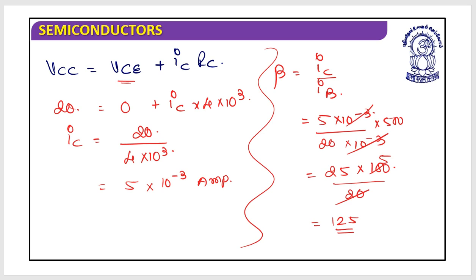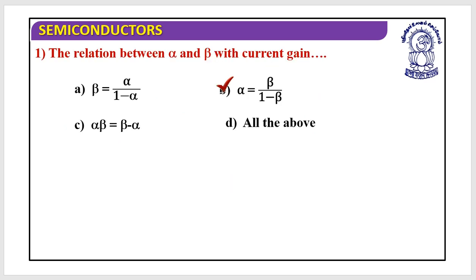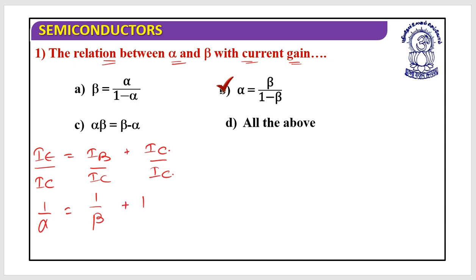Great. So let's look at certain quick questions. The question asks for the relation between alpha and beta with current gain. So we have the relation which says that IE is equal to IB plus IC. Now let's divide this by IC. IE by IC, what is it? Yes, it's 1 by alpha. This is equal to 1 by beta plus 1. So 1 by alpha is equal to 1 plus beta divided by beta. I hope this is clear. Is it clear?